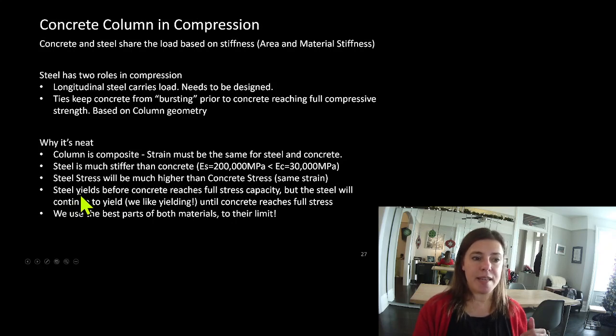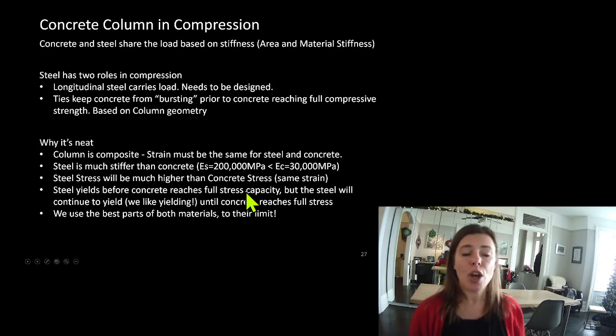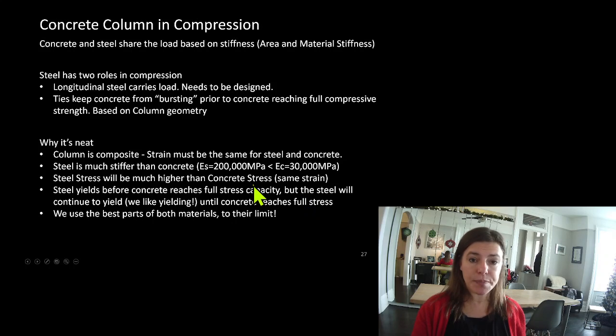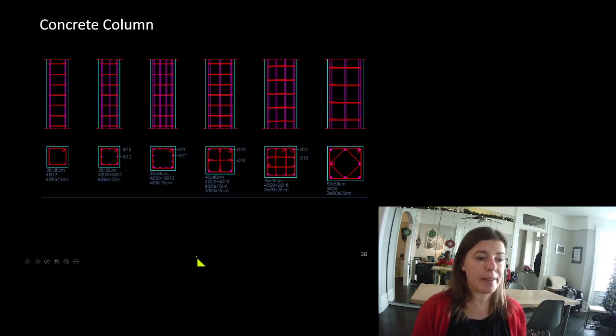The steel then yields, but the steel will continue to yield. Remember, we like yielding for steel. It shows ductility until the concrete can reach its total full capacity. So we can actually take total advantage of both materials all the way to their limit. We can make use of the full Fy of the steel and the full F prime C of the concrete, even though the steel might be starting to yield. That's a pretty cool thing.